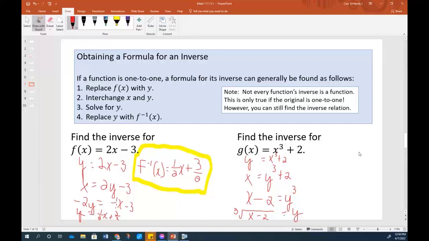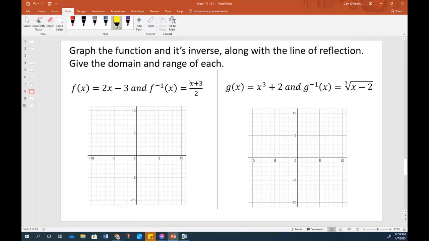Now, since my first one was 1 to 1, this one's also a function. If you're ever not sure, don't forget, just graph them. Use your graphing calculator and graph them and check it out, okay? And look at that vertical line test and the horizontal line test. So here, instead of f inverse, I'm going to say actually g inverse of x. And then I have the cubed root of x minus 2. Right? And that would be the answer on that one. These are actually the same equations we just did. This one is just written with it all over 2 instead of having that 1/2 x plus 3 over 2. Same thing though. Graph the function, its inverse, along with the line of reflection.